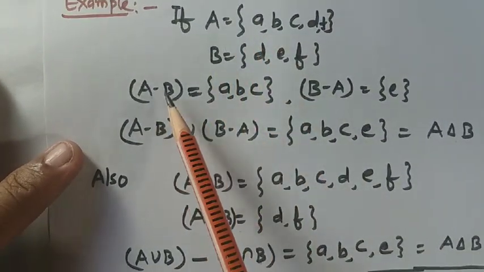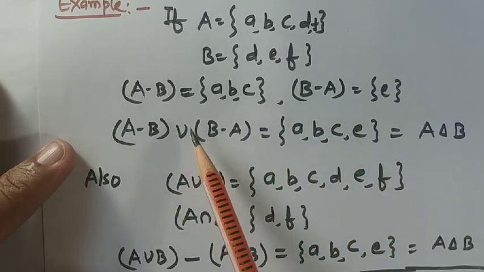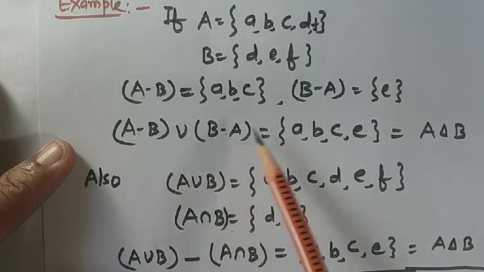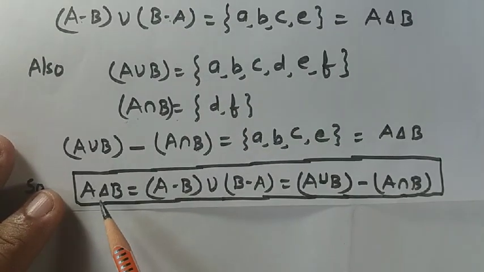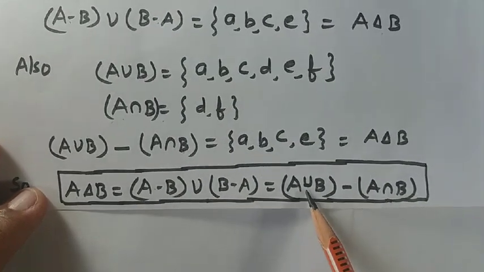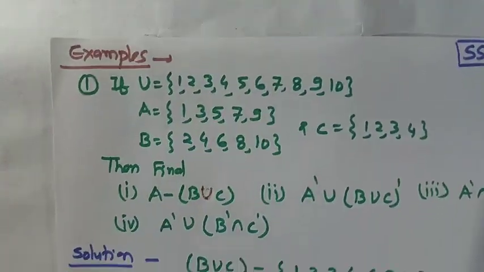So firstly we have to find A minus B, then B minus A, then del: we are taking both values which are present in A minus B or B minus A. Similarly, by this one we can easily see here A del B equals A minus B union B minus A, or A union B minus A intersection B.